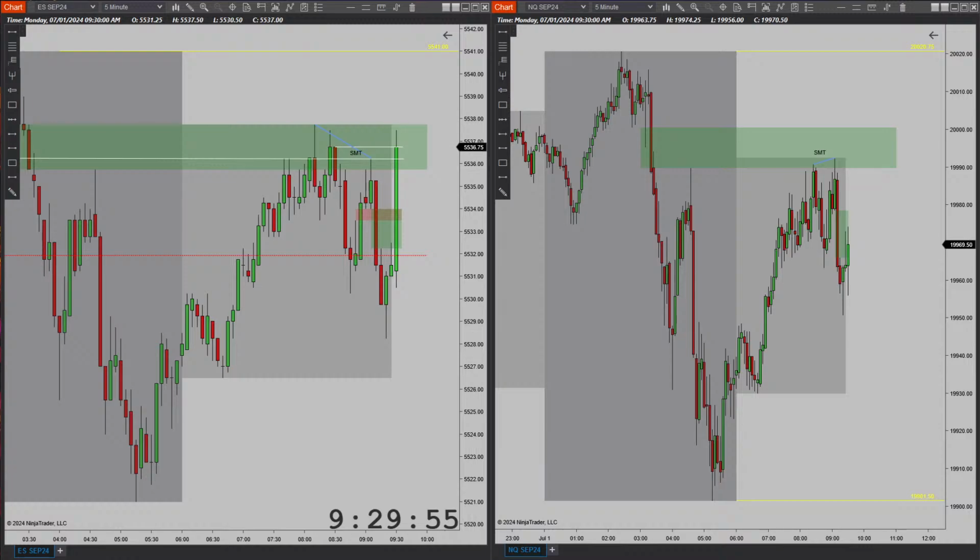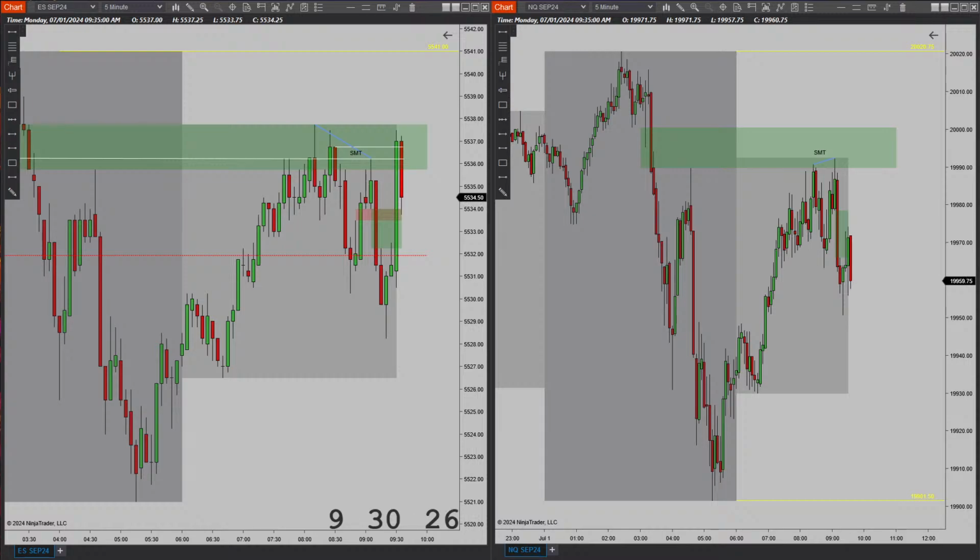All right, there we go. Okay. I'm actually putting my stop up here. This right here is inverted fair value gap, and I don't want this to hold. So if this high gets taken, I don't want to stay in the trade. So let's keep at it here.